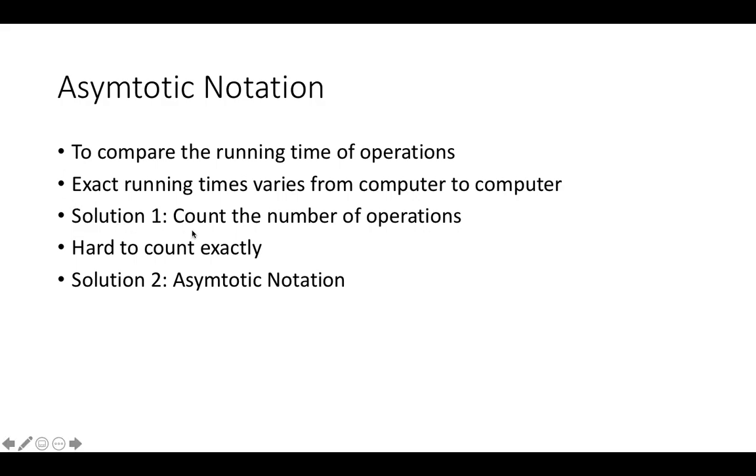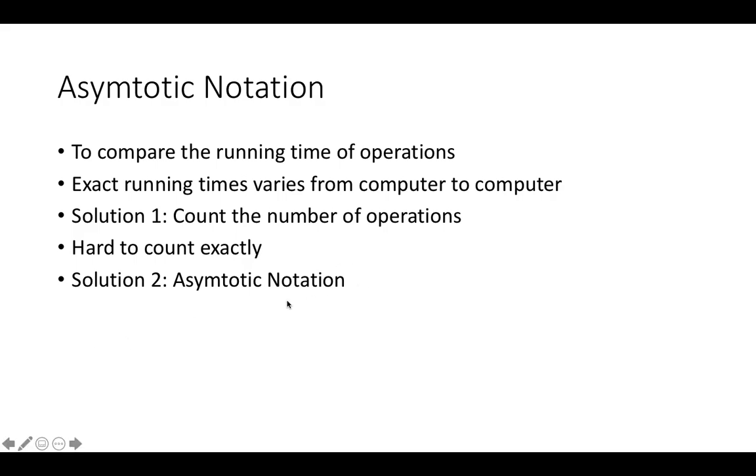Another solution is to count the number of operations. You just tell me that this algorithm needs 100 operations, while this algorithm needs 200 operations. So the first one is better. It only takes 100 operations, versus 200 operations. So this method is better than counting the time, because you count how much work you need to do in this algorithm and this algorithm. The problem is, it's really difficult to count exactly how many operations.